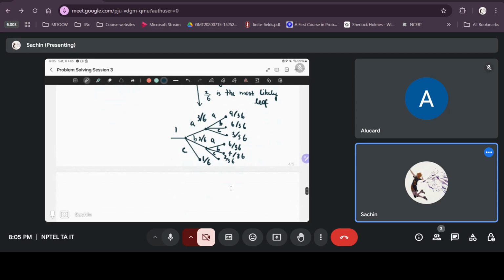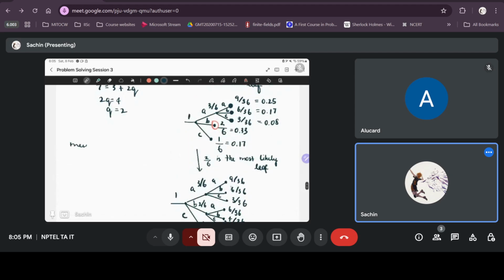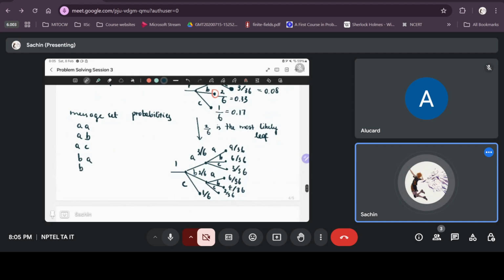So the message set and corresponding probabilities are AA, AB, AC, BA, BB, BC, and C. So you have 7 messages. The probabilities are 9 by 36, 6 by 36, 3 by 36, 6 by 36, 4 by 36, 2 by 36, and 1 over 6. 1 over 6 can also be written as 6 over 36.